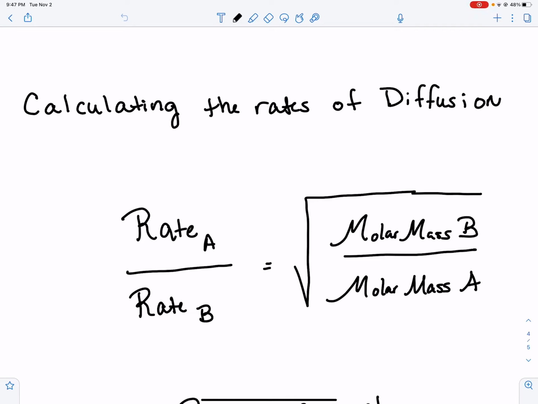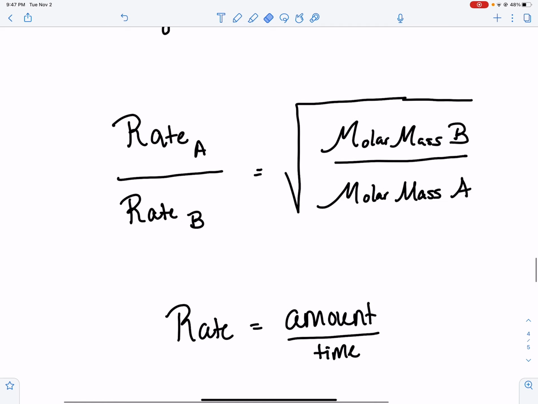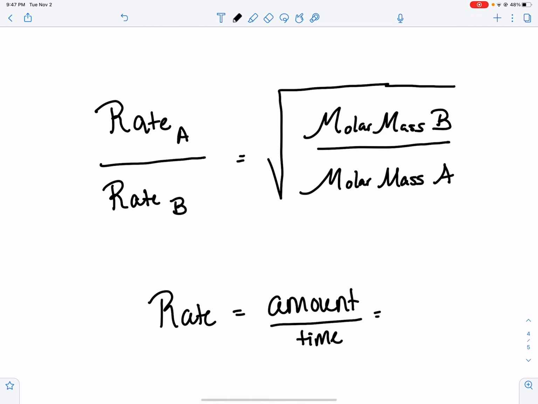So when you calculate the rates of diffusion, you're actually calculating the speed of something. So a rate is a speed. If you're driving in a car, it'd be like kilometers per hour or miles per hour. So rate is just an amount per hour. I actually have that written down right here. Rate is amount over a period of time. So in chemistry, and this can vary, we're probably talking about how many moles have moved or diffused or are moving over in a period of time.